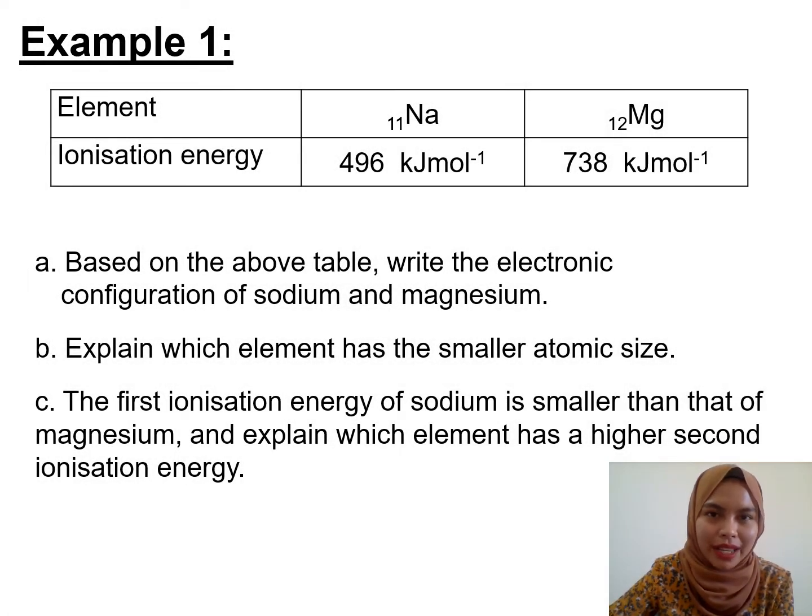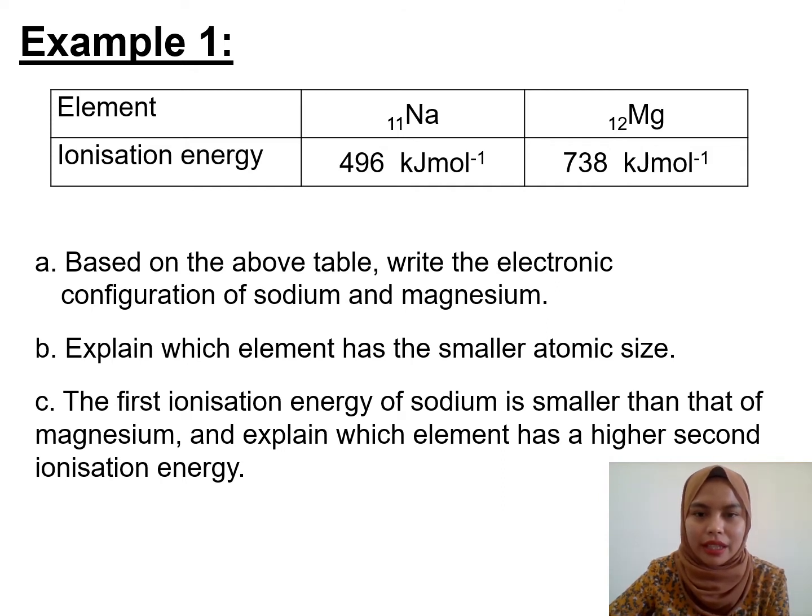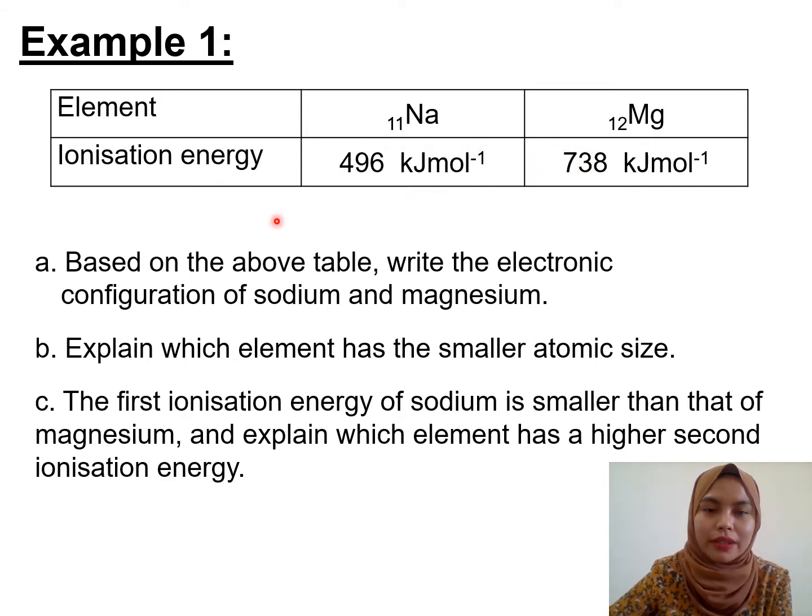Let's go through some examples for the part 4 video of subtopic 3.2, shall we? So for example 1, sebagai contoh, if let's say you ada dua elemen dibagi di sini, okay, dengan masing-masing punya ionization energy, which kat sini you tahulah ionization energy of Na is lower than magnesium. Okay, so based on the above table, disuruh kamu write the electronic configuration of Na and also Mg.